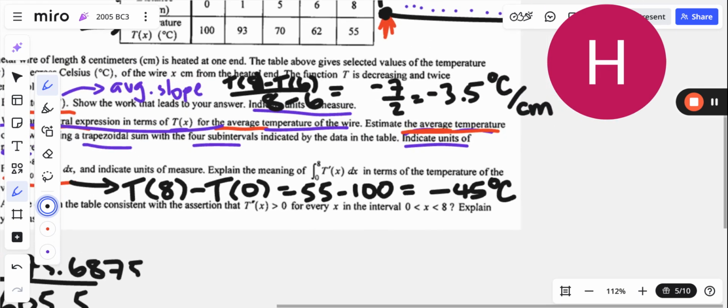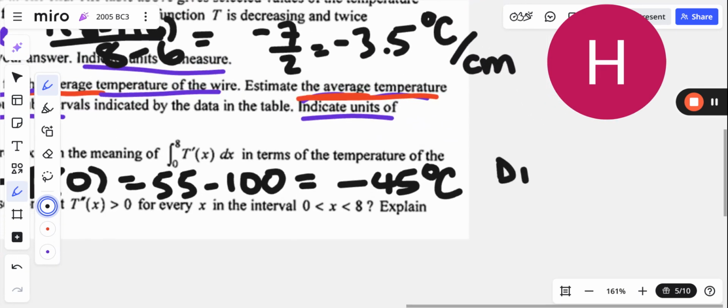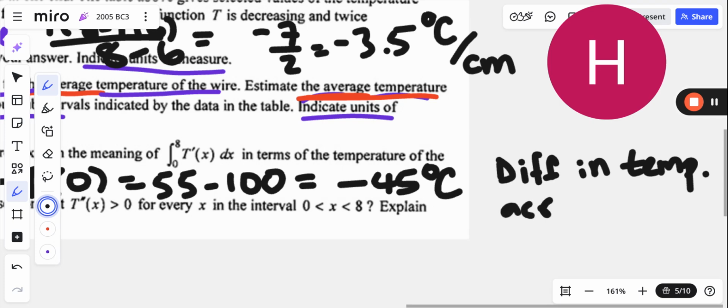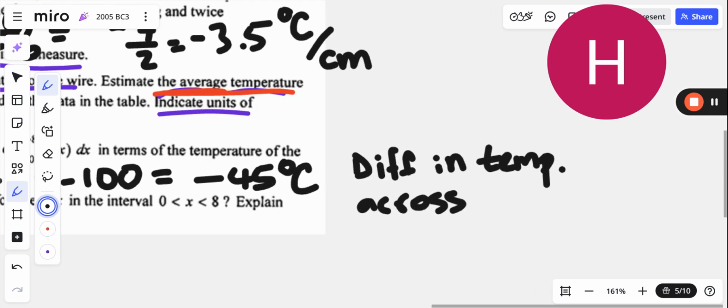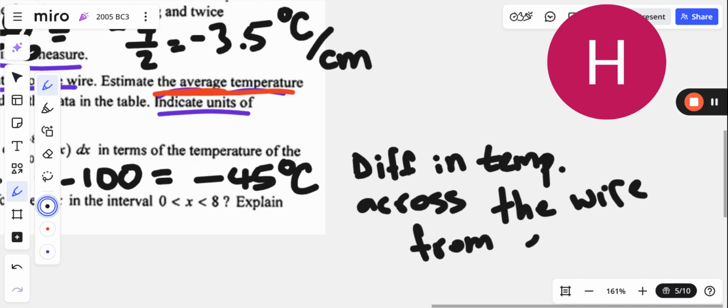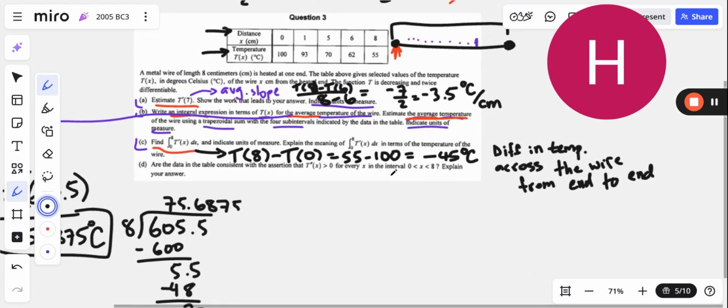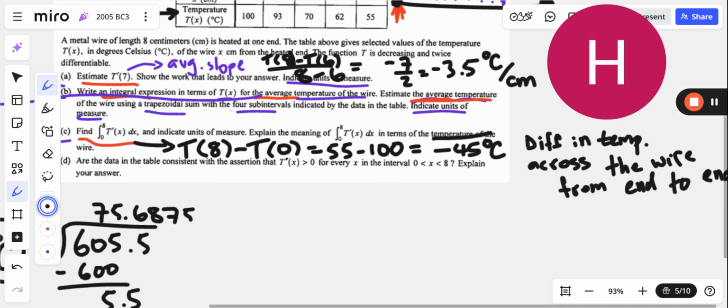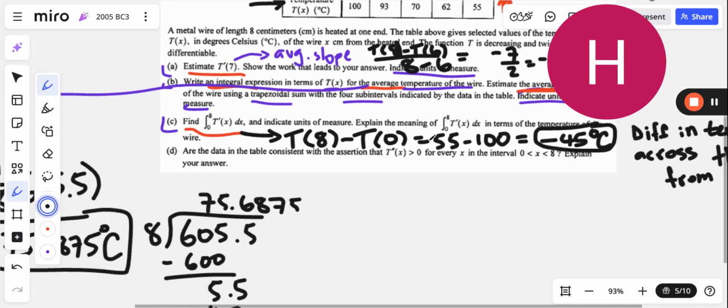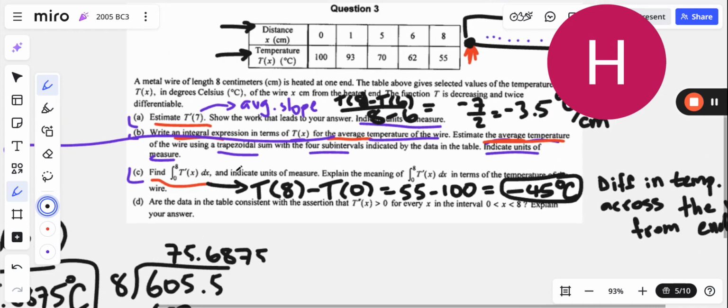So it's basically the difference in temperature across the wire from end to end. That's it. That's what it means. Indicate units of measure. We did. Yes, we did. And that's just true because of the fundamental theorem of calculus.